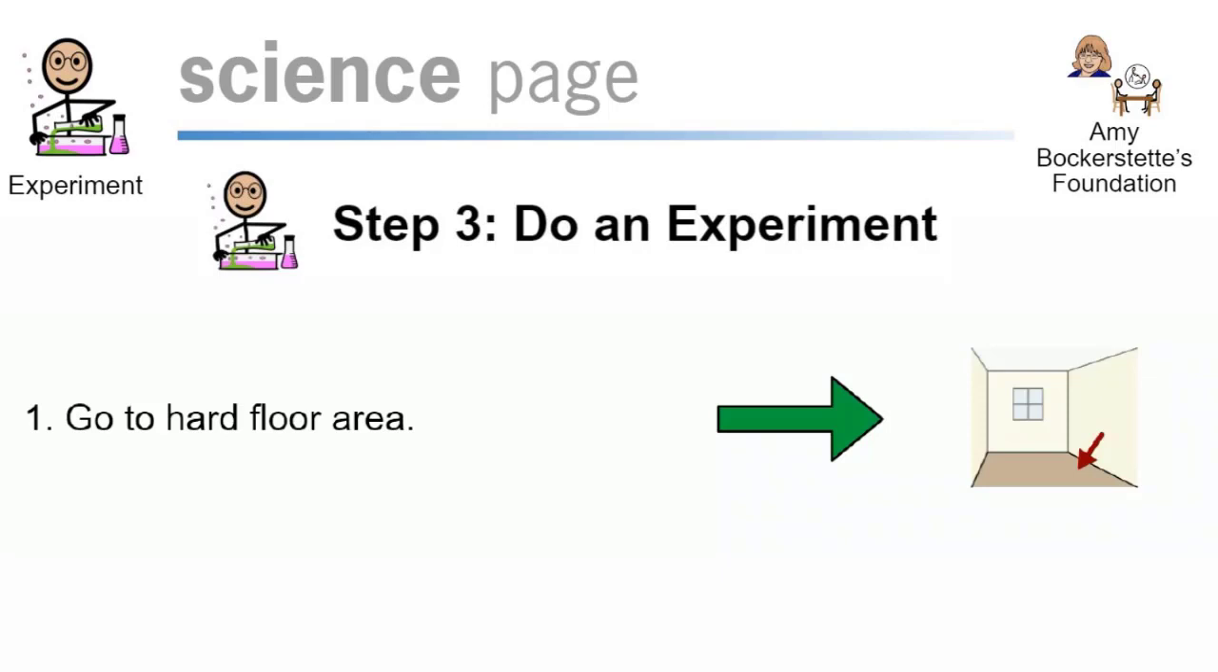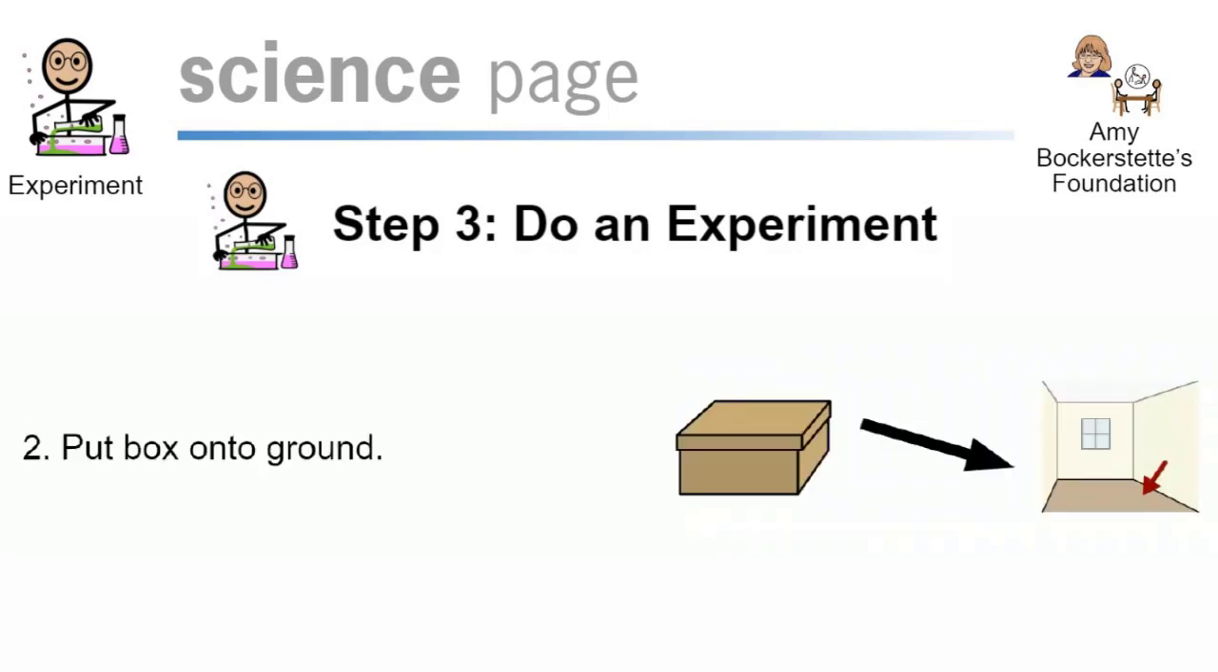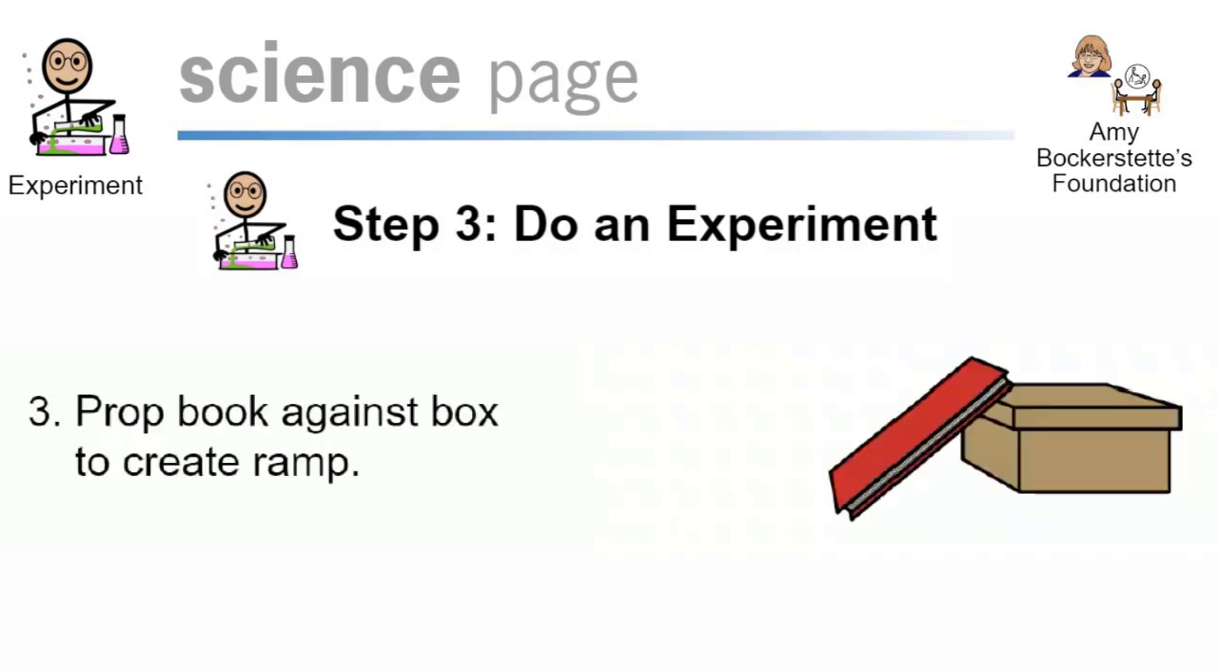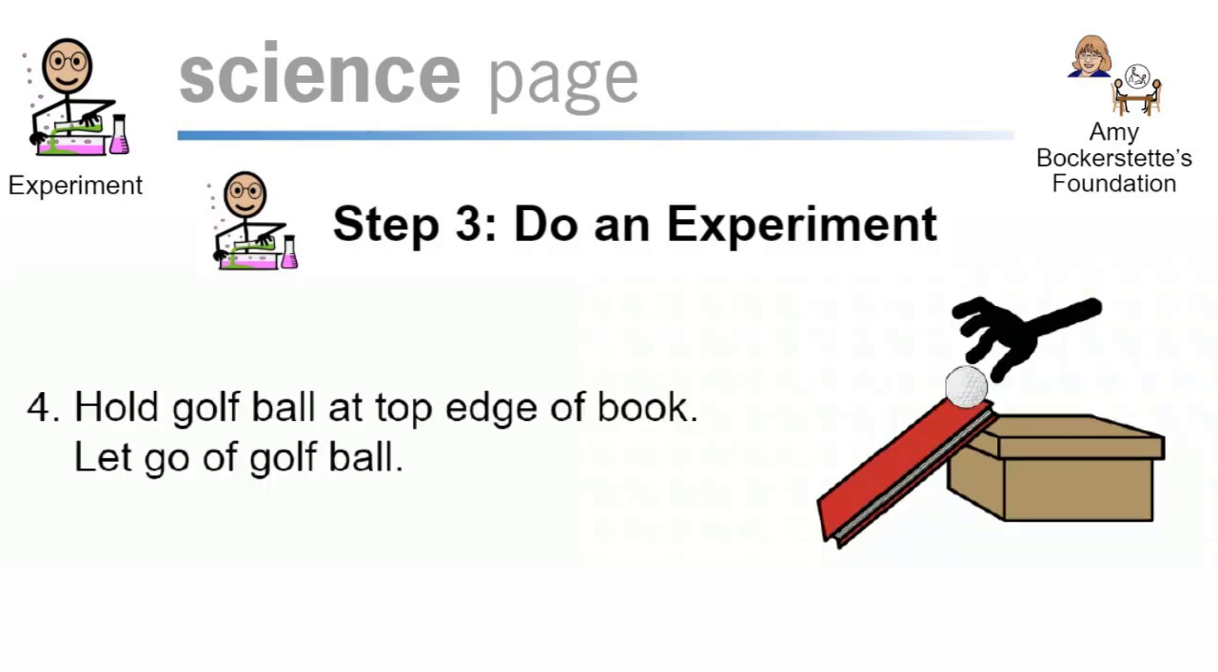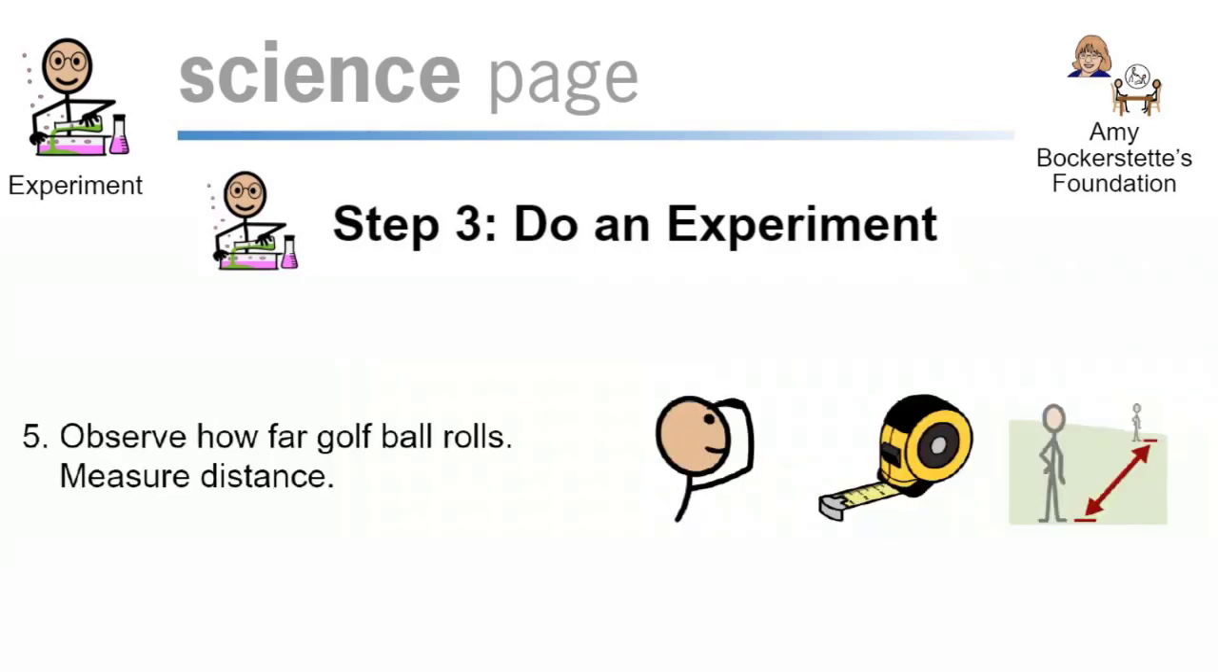So find a hard surface. Once you've found your hard surface, you're going to put the box onto the ground. Prop the book against the box to create the ramp. Hold the golf ball at the top edge of the book. Let go of the golf ball. Observe how far the golf ball rolls.